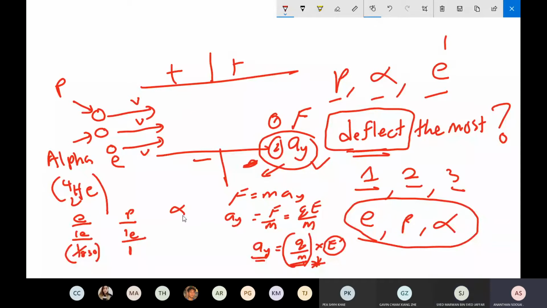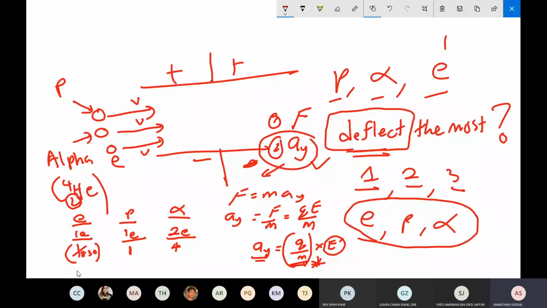For alpha, the charge is 2e because the alpha is 4,2, a helium nucleus. The 2 is the charge, 2e, and the mass is 4. Okay.